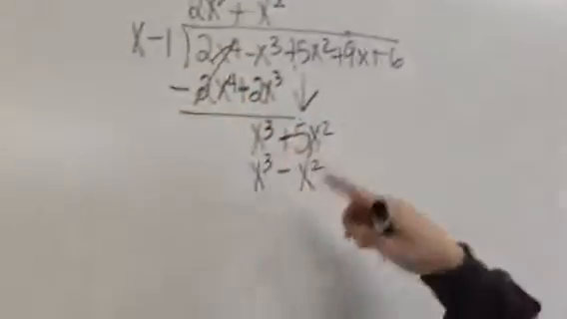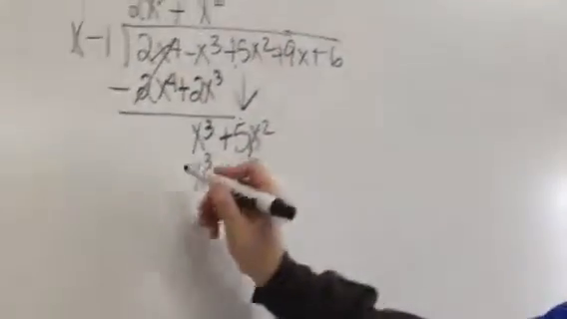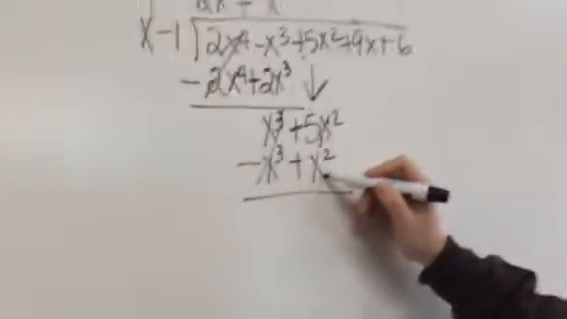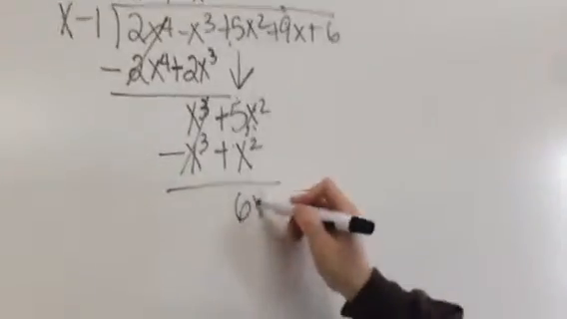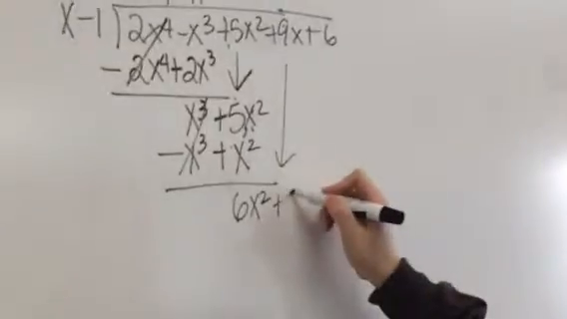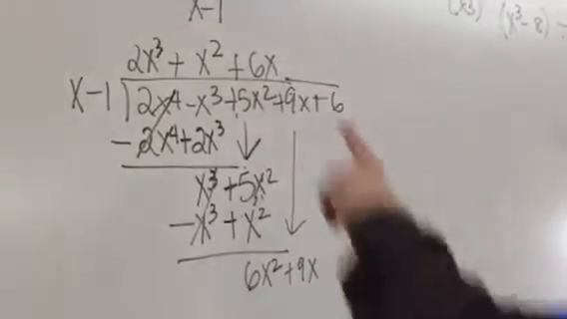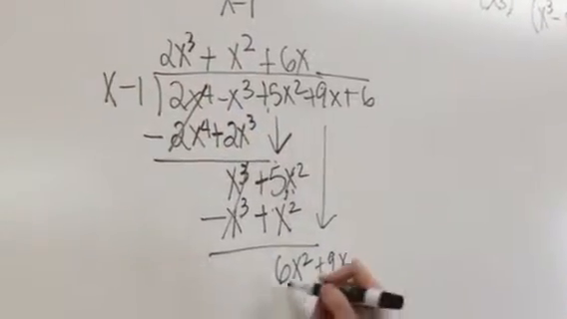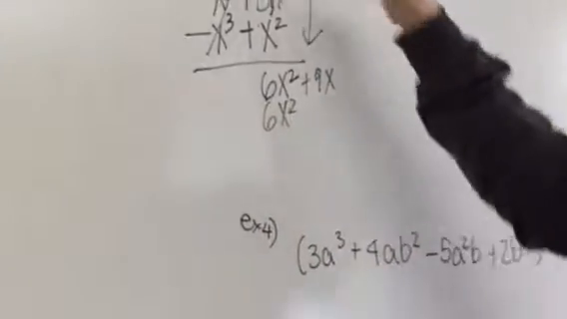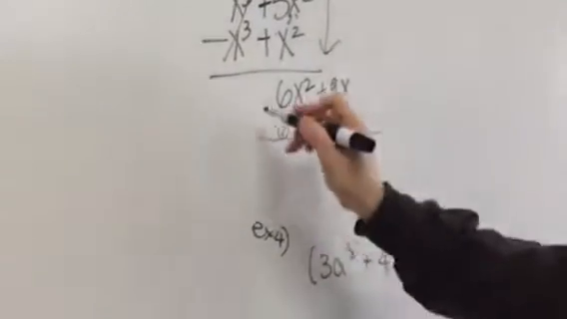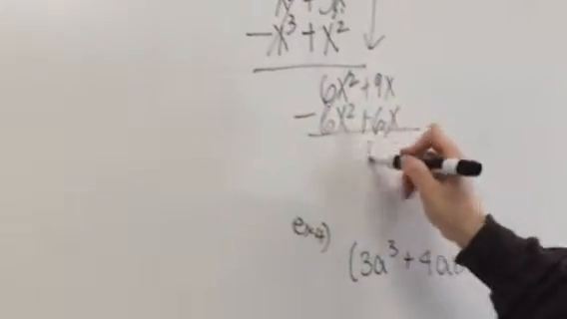So x squared times a negative 1 is negative x squared. Now I'm going to change my signs. That's going to cancel. 5x squared plus x squared is 6x squared. Bring down your 9x. So it's going to be plus 6x because 6x times x is 6x squared. And then 6x times negative 1 is negative 6x. Change your signs. That cancels.